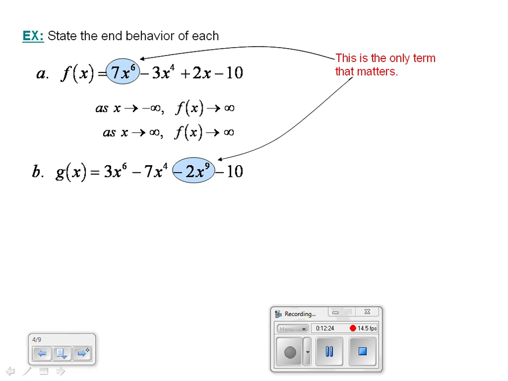So this 3x to the 6th, this 7x to the 4th, this -10, really are inconsequential when we're talking end behavior. This is going to be an odd degree with a negative leading coefficient. So that's going to go up to the left and down to the right. Now it's just a matter of writing that out. You should have statements that look like this. As x goes toward the left, towards negative infinity, g of x goes up, just like I drew it before. And as x goes to the right, as x goes to positive infinity, g of x goes down towards negative infinity.